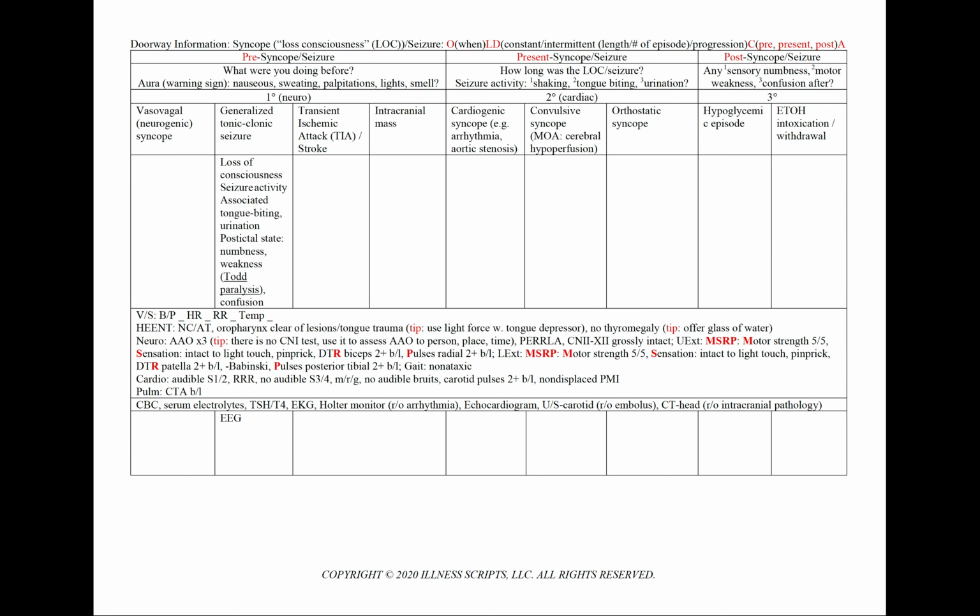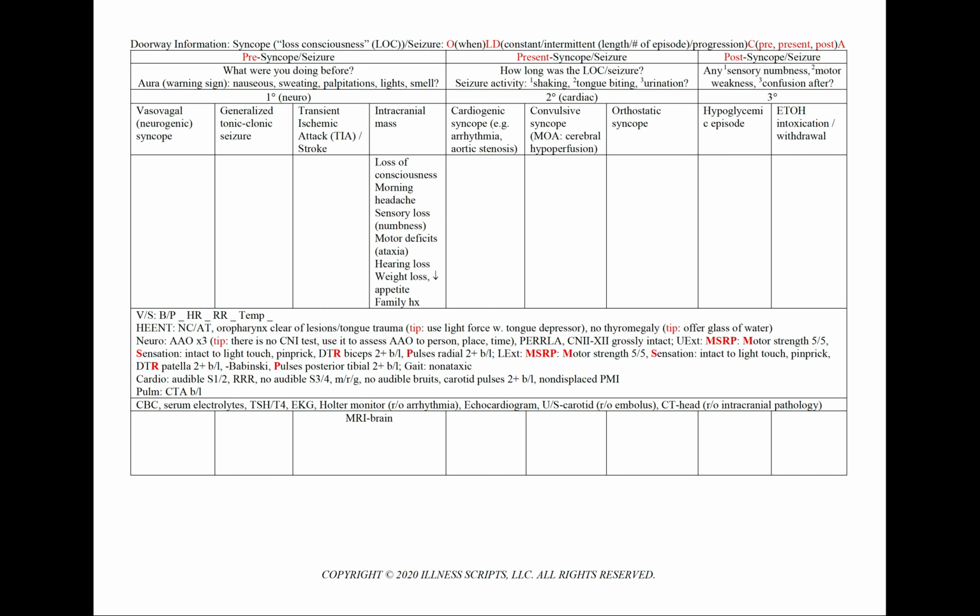In a case of a generalized tonic-clonic seizure, we'll see loss of consciousness, and now with seizure activity, there will be associated tongue biting or urination, and we could have a post-ictal state, or numbness, weakness, also known as Todd's paralysis, and or confusion. And we'll add to our workup an EEG. In a transient ischemic attack or a stroke, we'll see a loss of consciousness with transient or ongoing sensation, numbness, tingling, motor weakness, ataxia, or speech deficits, and our patient will have a history of risk factors: hypertension, diabetes, or smoking, and we'll add an MRI of the brain.